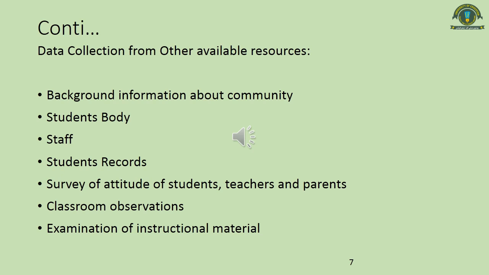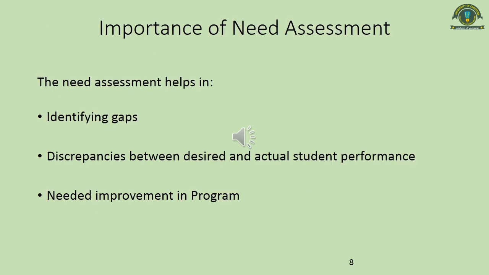They must have access to all test data on the achievement of students in the school. Data may be obtained from various sources including students' records, school district files, surveys of attitudes of students, teachers and parents. Then it might include the classroom observations and the examination of instructional materials. This way the in-depth data can be collected for assessing the needs of all stakeholders like teachers, parents, students and the community.